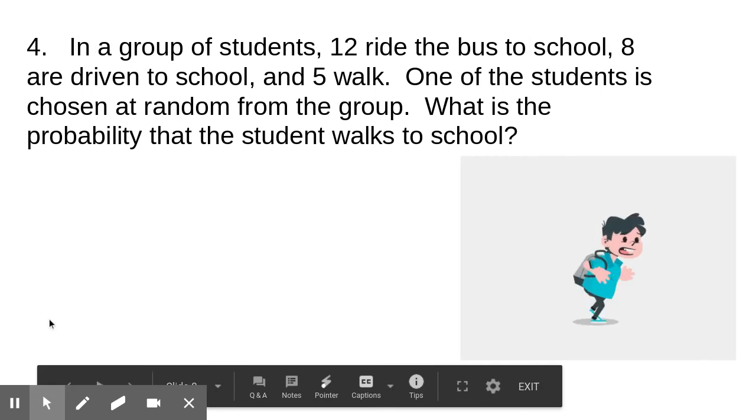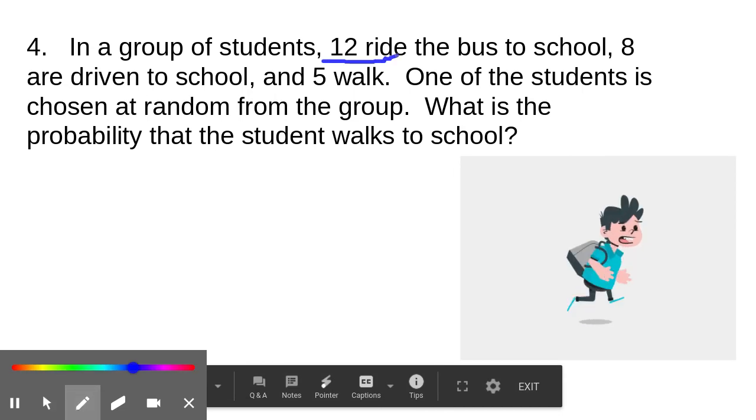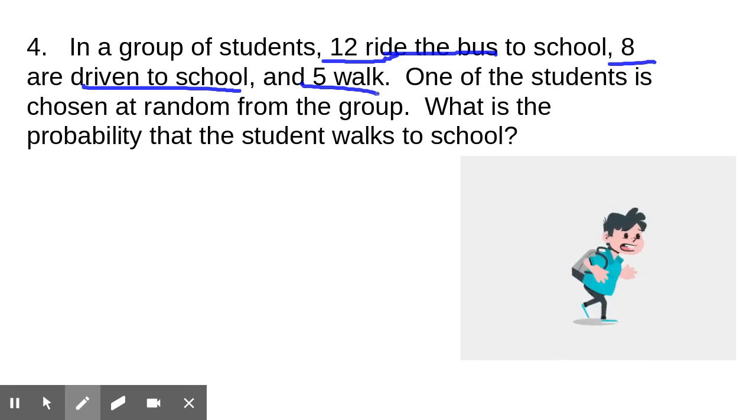All right, here's another example. In a group of students, 12 students ride the bus to school. Okay, 12 students ride the bus. 8 students are driven to school and 5 students walk to school. One of the students is chosen at random from the group. What is the probability that the student will walk to school?